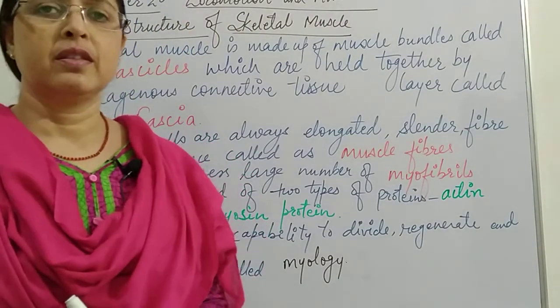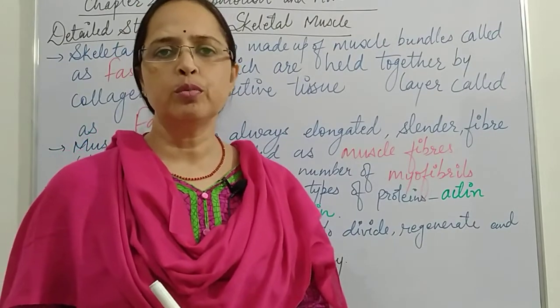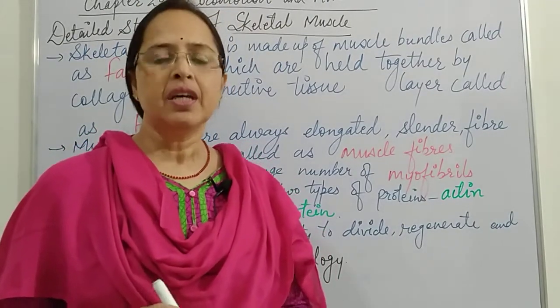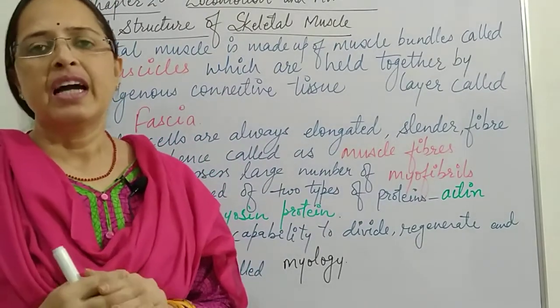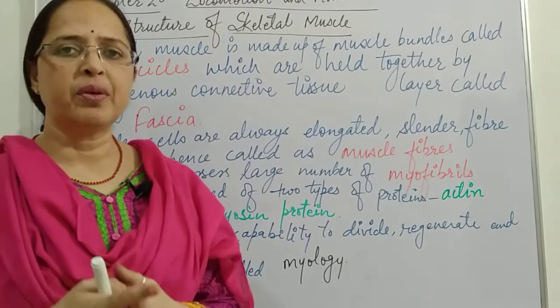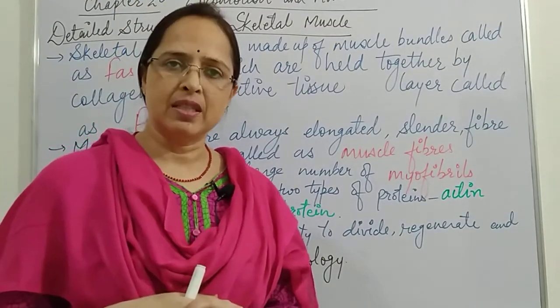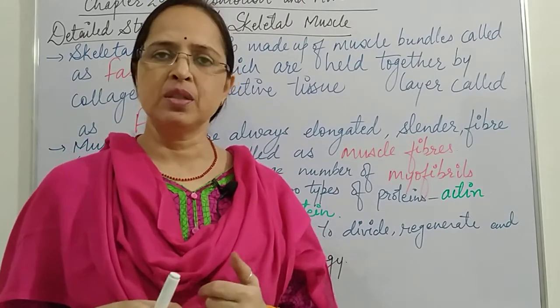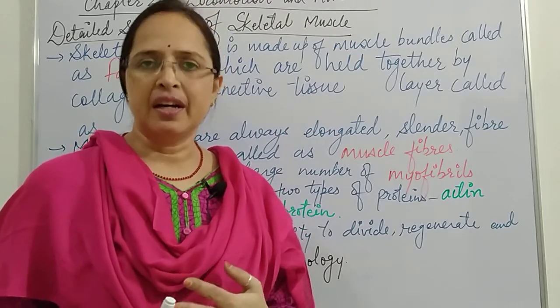Hello students, today we are continuing with chapter 20, locomotion and movement. In the previous video, I told you about the types of muscles. The last topic we discussed in the previous video was the types of muscles. We learnt about the differences between skeletal muscles, unstriated muscles and cardiac muscles.